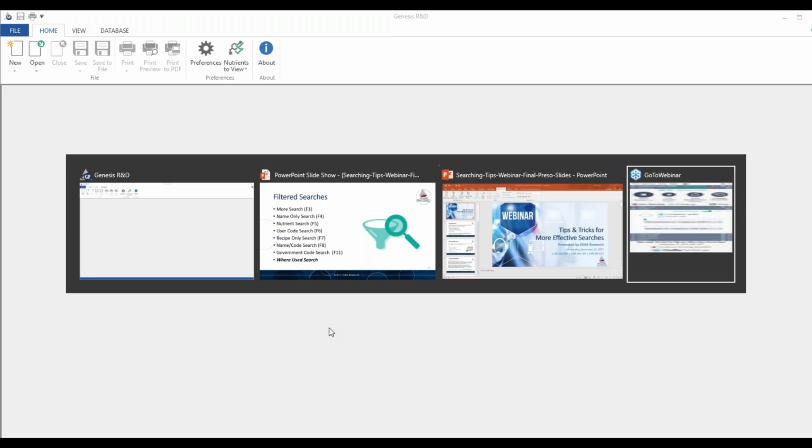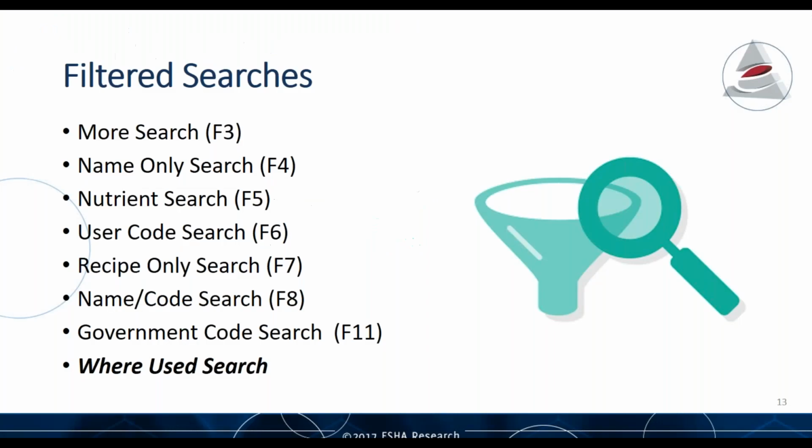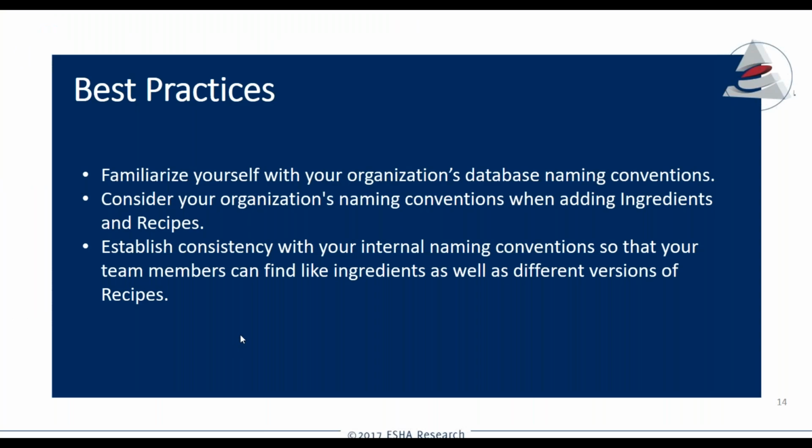So just speaking on some best practices for searching through the software, you want to familiarize yourself with your organization's database naming conventions. And if your organization doesn't have database naming conventions or ingredient naming conventions or recipe naming conventions, you might consider establishing some. You want everyone working on the same page.